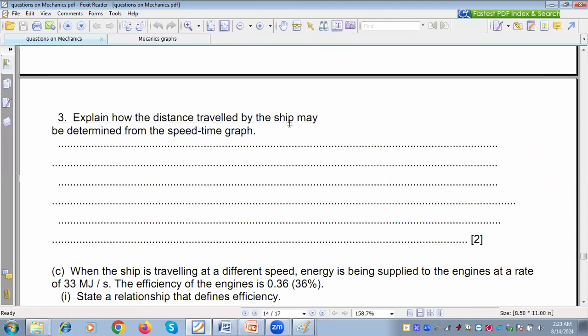Explain how the distance traveled by the ship may be determined from the speed time graph. So distance is area under the graph. If it is plotted in graph paper, you have to count the squares, centimeter squares, and you have to add them up.